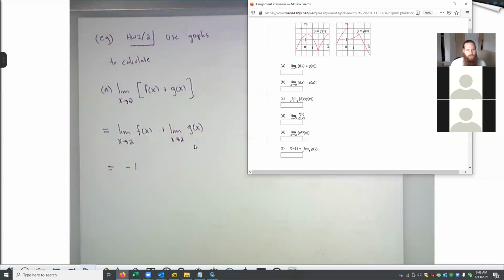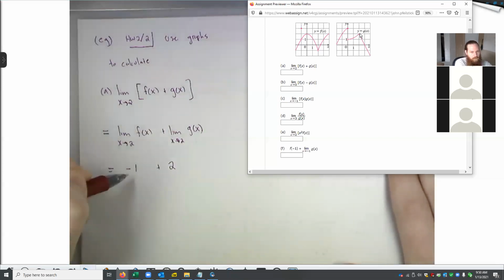Now for the other guy, the limit as x goes to 2 of g of x, we look at the other graph. Again, here's 1, here's 2. As my x values get closer and closer to 2 along the graph of g, my y values are getting closer and closer to this value up here, which is 2. And we should look from the left and from the right separately to make sure the limit exists. From the left, my y values get closer and closer to 2, and from the right, my y values get closer and closer to 2. So the overall limit for g does exist and is equal to 2.